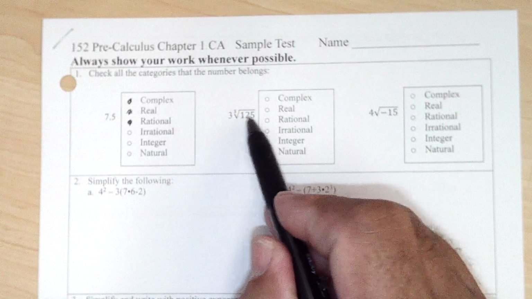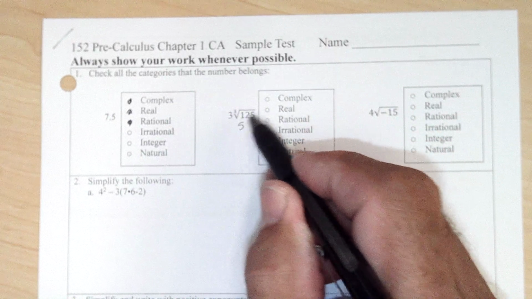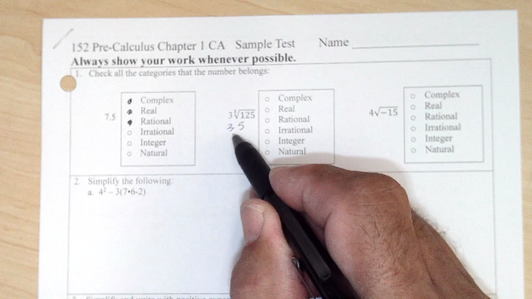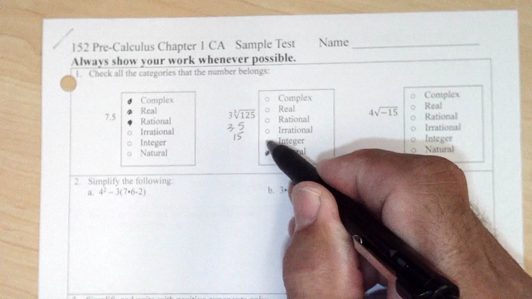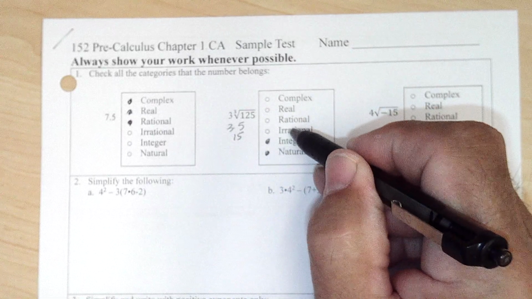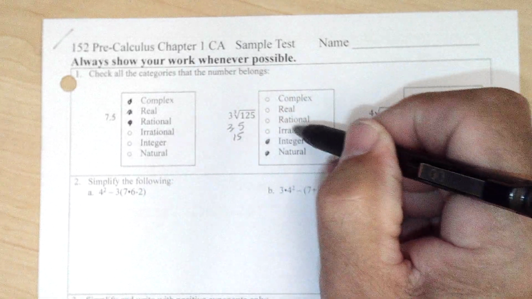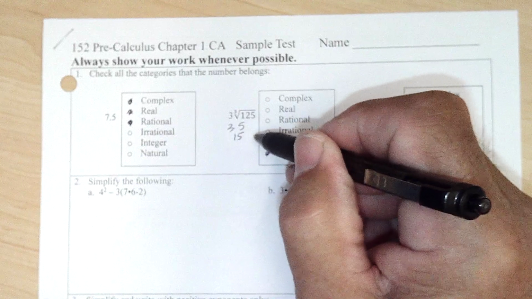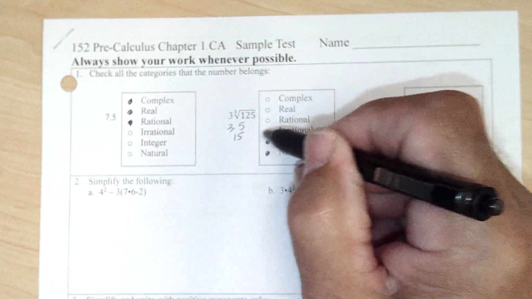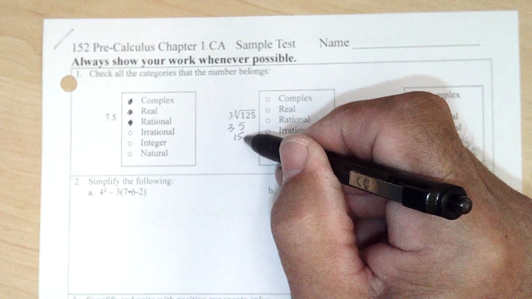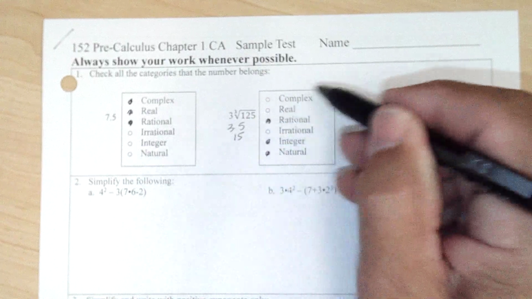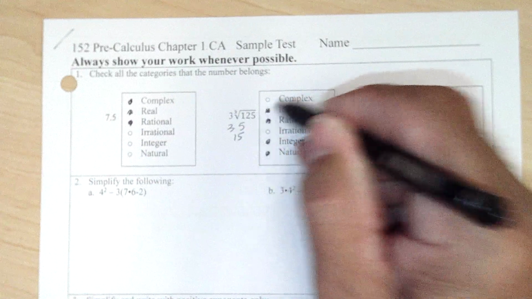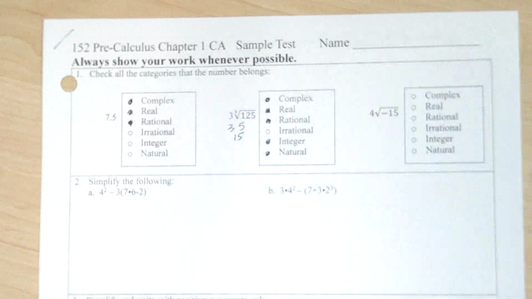The cube root of 125 is 5, and so this is 3 times 5, or 15, which is a natural number, an integer. It's not irrational. It doesn't go on forever non-repeating. This does repeat, 15.0000, so that makes it rational. It's a real, and so it's complex.